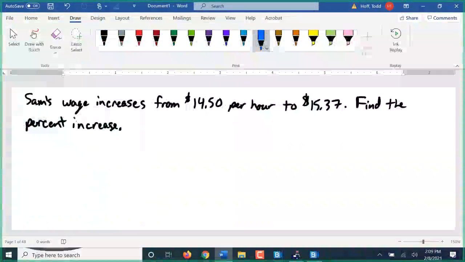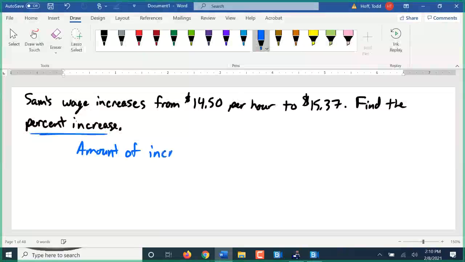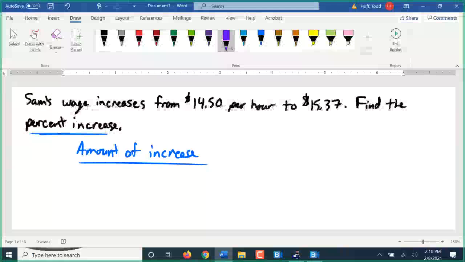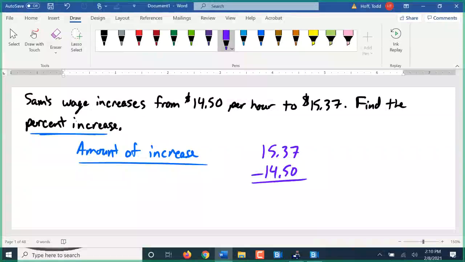So Sam's wages increased from $14.50 to $15.37 per hour. Find the percent increase. Well, to find the percent increase, we first have to have the amount of the increase. So we have to take the $15.37 minus the $14.50. Subtract there, that gives us a difference of 87 cents.